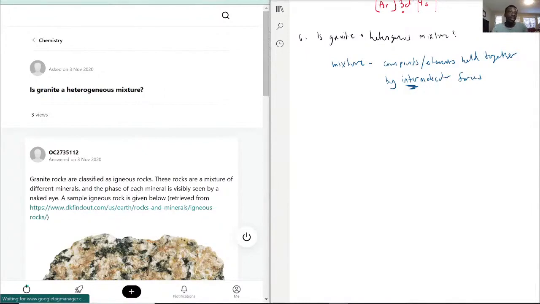hydrogen bonding, or van der Waals forces, which is kind of your pseudo gravitational force that every molecule has. But those are just different types of intermolecular forces, and the key thing here is that it has to be different compounds or elements held together by that.